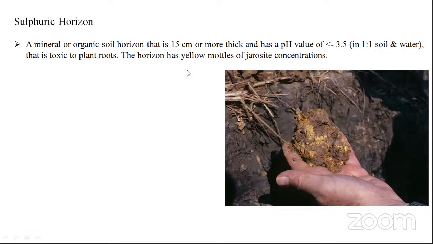So naturally, there will be a lot of problems. You can see some foul smell, and engineering structures will be destroyed. So a lot of problems will be there. And also, when you dig a profile, you can see jarosite concentrations. You can see some coloring conditions, some oxides, these coatings, these jarosites. You can see a lot of yellow colored jarosites. This is regarding the sulfuric horizon, and you will read about sulfuric acid, acid sulfates, etc. You will read in detail in a particular lecture.